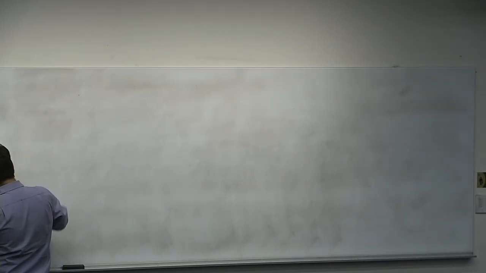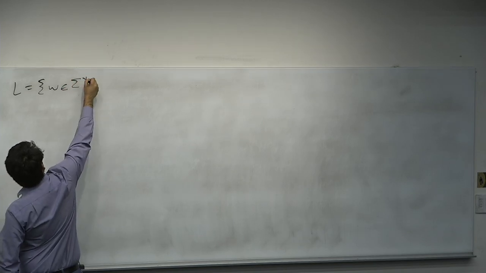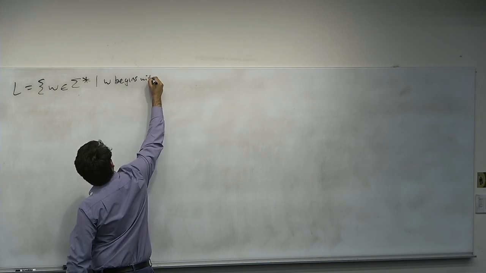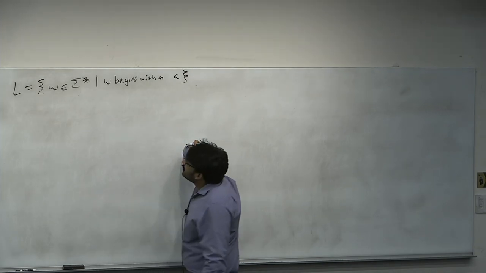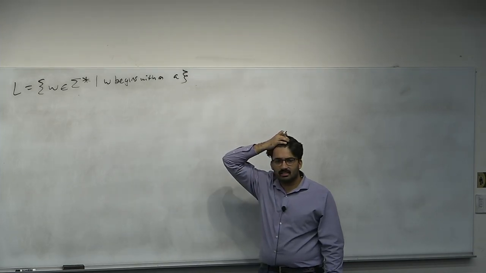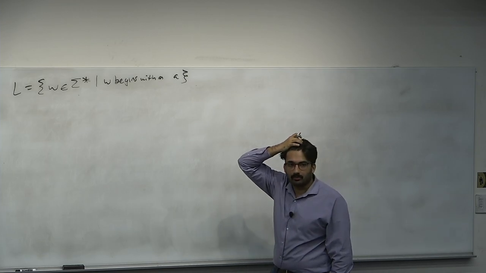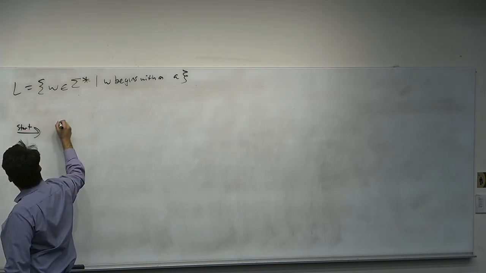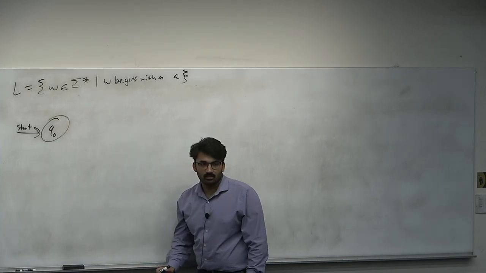So consider L is W in sigma star, W begins with an A. So what we're going to do is define a set of finite states and alternate between the states depending upon the strings we want to accept or not. We're going to start somewhere. We'll call this the start. This is going to be Q0. Okay? Q0 is always the start state.